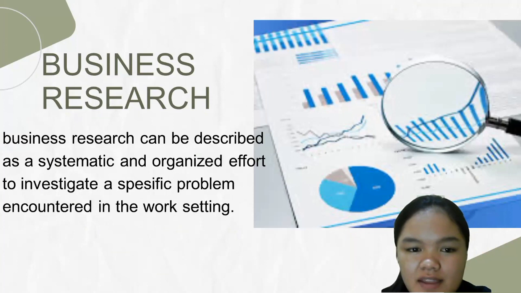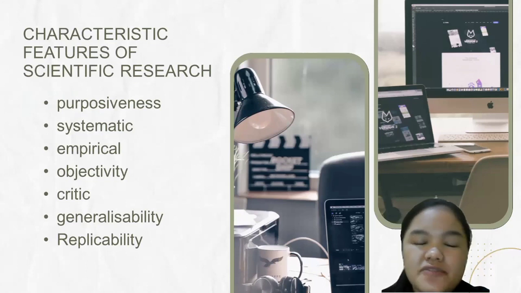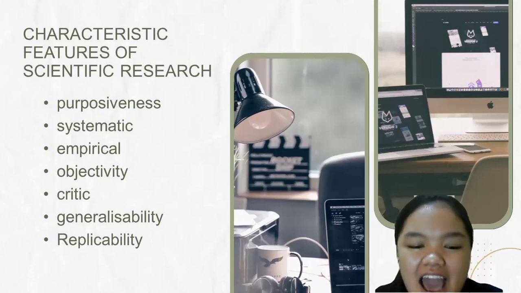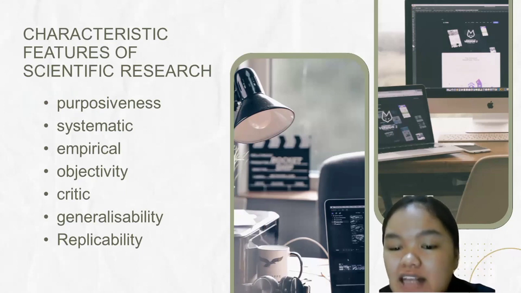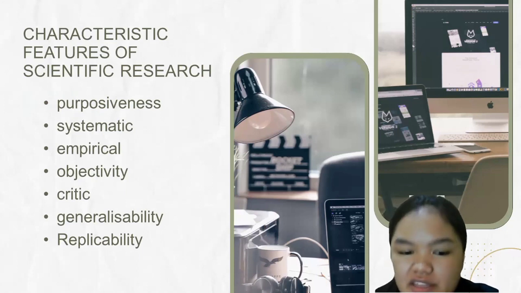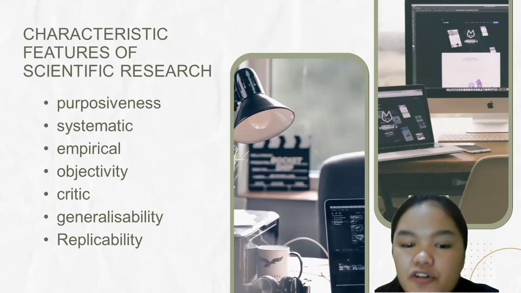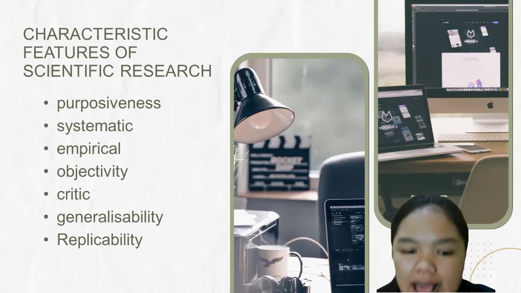setting. The next one, we talk about characteristic features of scientific research. The first one is purposiveness. Every scientific study has the aim of finding answers to a problem, both scientific and for decision-making improvement. For example, focusing on increased employee commitment to the organization will help the organization in various ways.